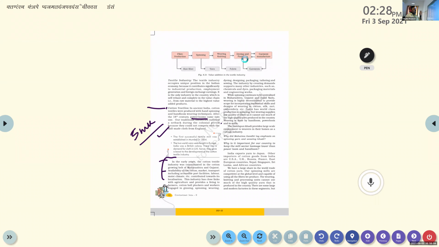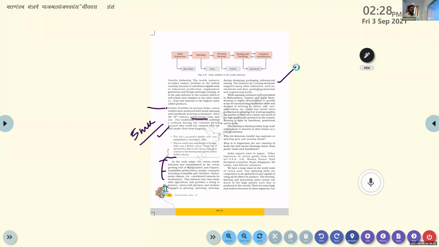The industry, by creating demand, supports many other industries such as chemicals and dyes, packaging materials, and engineering works. So the cotton textile industry flourished, and along with that a number of other industries also developed. What are those industries? They are chemicals and dyes, because the cotton textile industry needed different colors. Clear or not? Different types of colors are necessary, so chemical and dye industries developed.